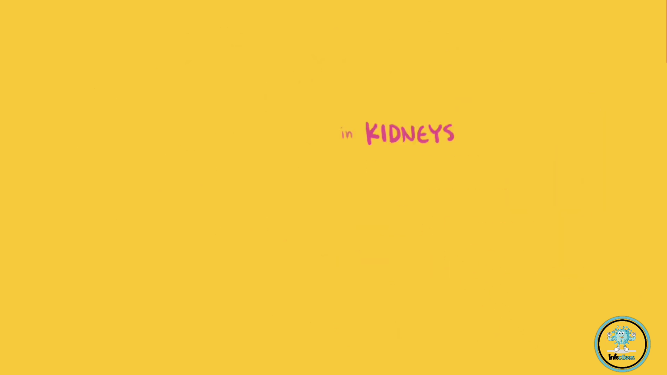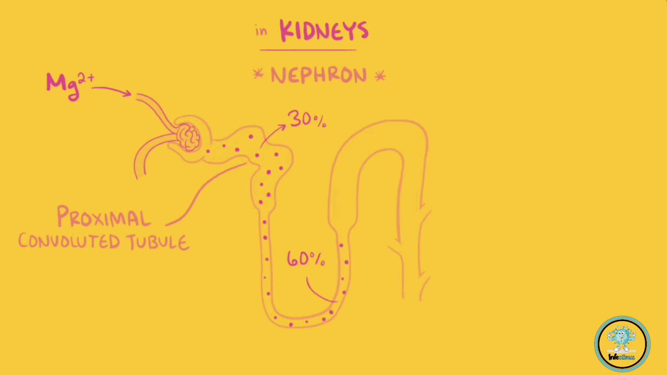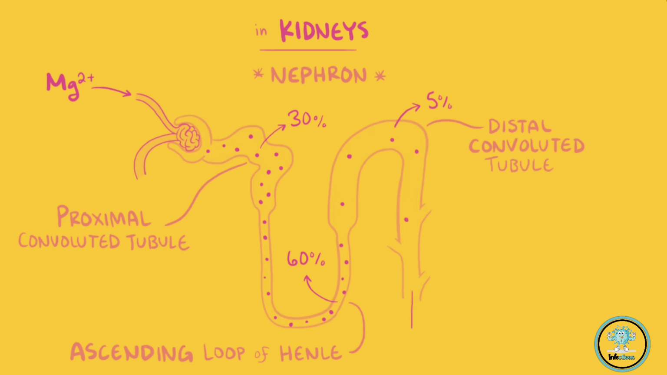So inside the kidney, that magnesium gets filtered into the nephron, and about 30% gets reabsorbed at the proximal convoluted tubule, 60% gets reabsorbed in the ascending loop of Henle, and 5% gets reabsorbed at the distal convoluted tubule. And that leaves only about 5% to get excreted in the urine.